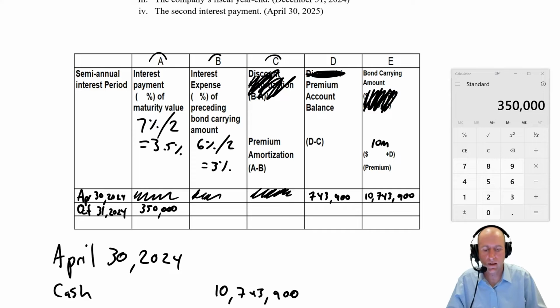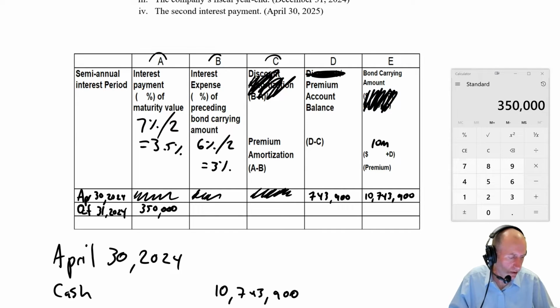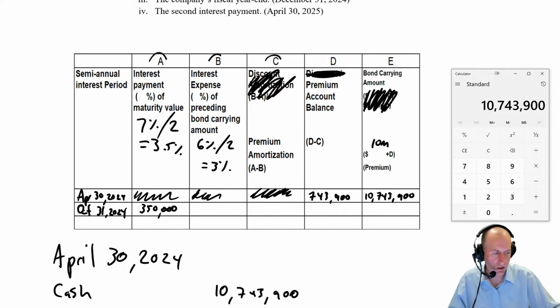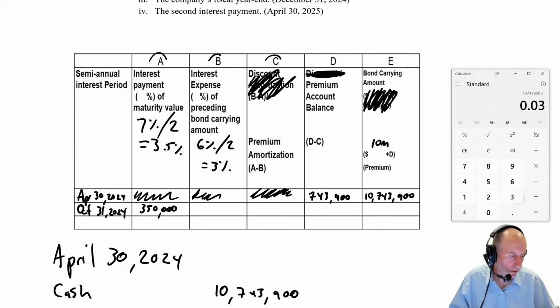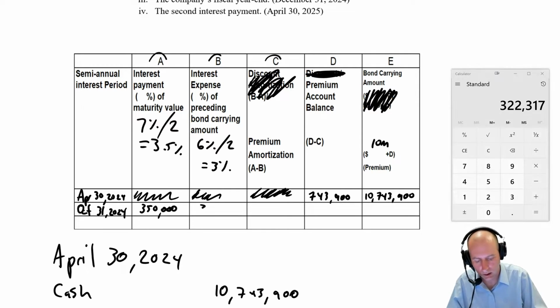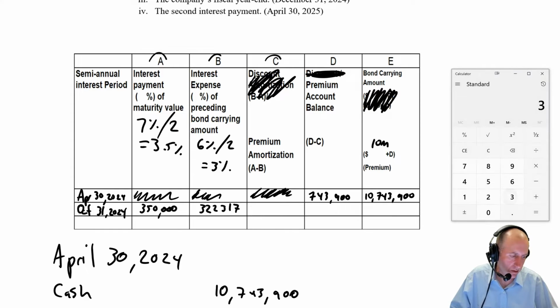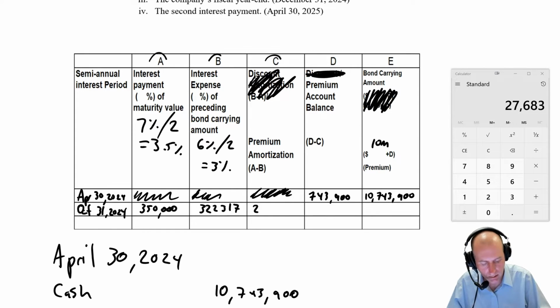The interest expense is 3% of the carrying amount. 3% of 10,743,900, our carrying amount, just column E there. So times 0.03, 322,317. Now this time, premium amortization is A minus B. You might have remembered discount amortization was B minus A. Premium is the opposite, A minus B. So 350,000 minus 322,317 is 27,683.